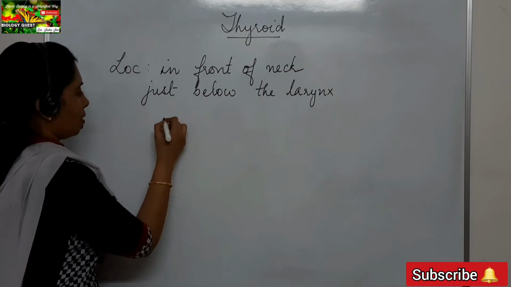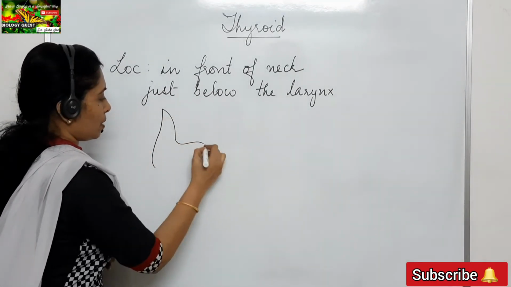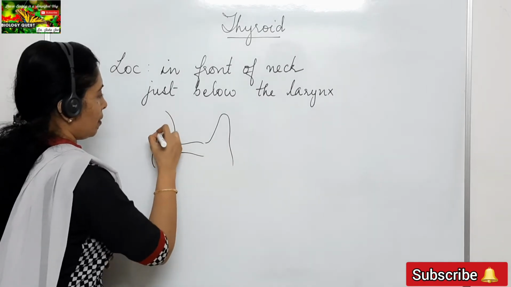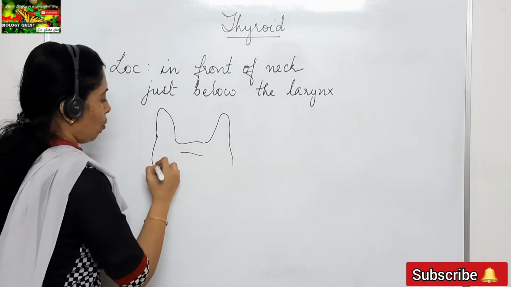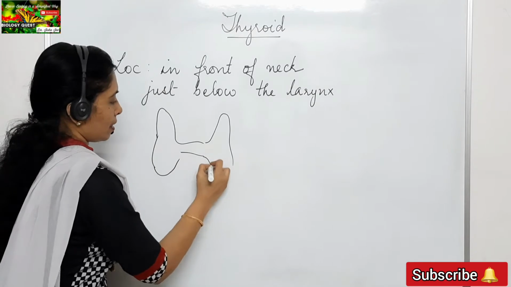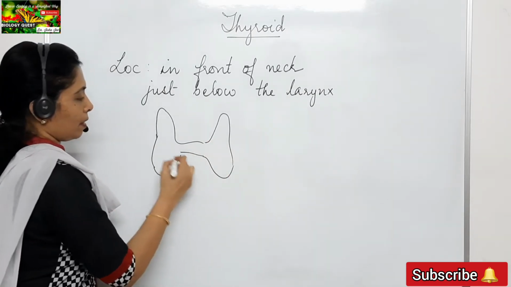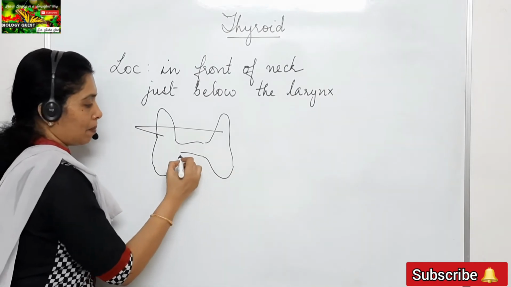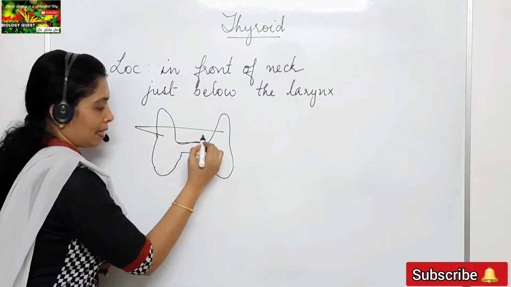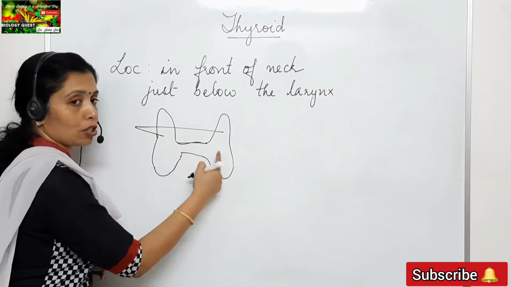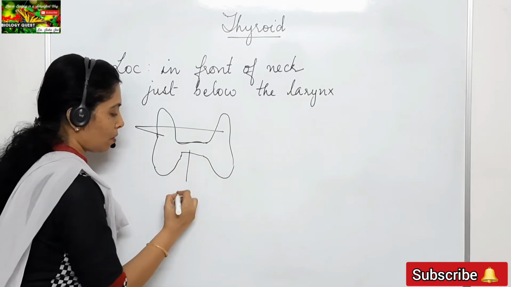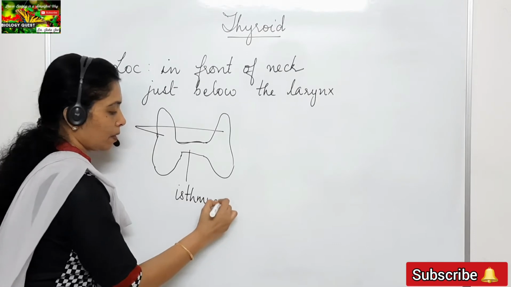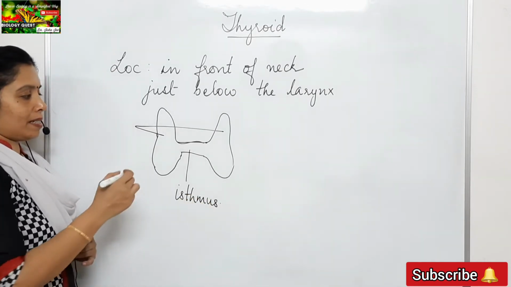It is almost a butterfly shaped gland. It has two lobes like this. These are the two lobes, and the two lobes are connected by a connection, and this connection is called the isthmus. So that is the thyroid gland.